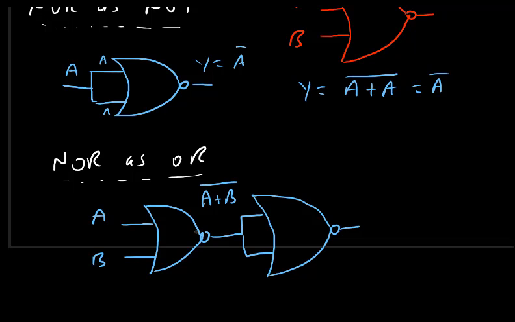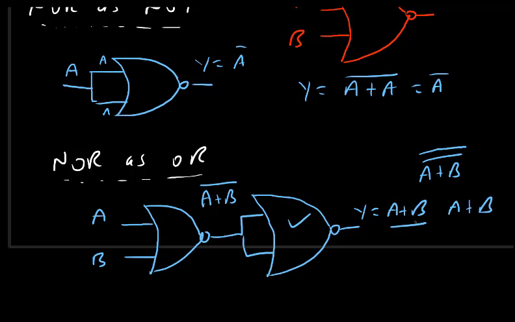Simple. Then this particular gate is acting as a NOT gate. So if we analyze the output, A or B whole bar is already there, then this NOT will introduce one more bar to complement again. So double complement gives A or B. So the output Y is A or B. Here input is A, B, output is A or B, so it is working as an OR gate.